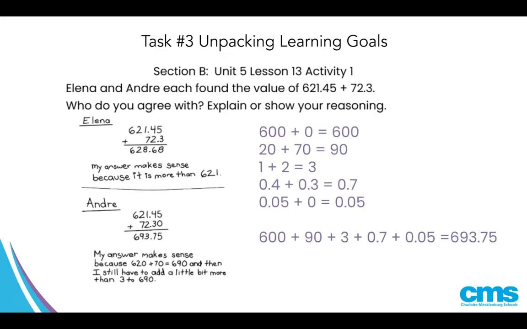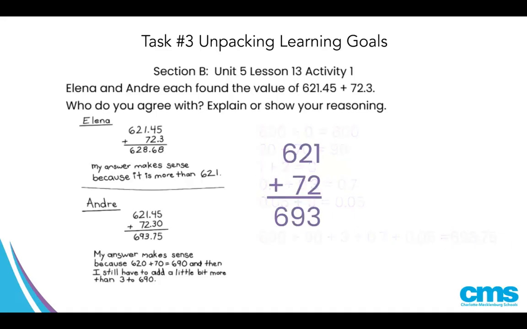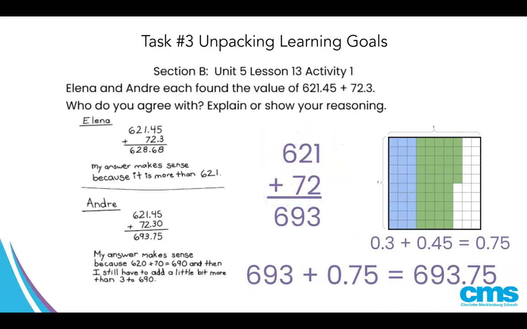Students might use partial sums, adding one place at a time, like in this example. Other students may use the algorithm for the whole number part and decimal grids or graph paper for the decimal part, and then put those two parts together.